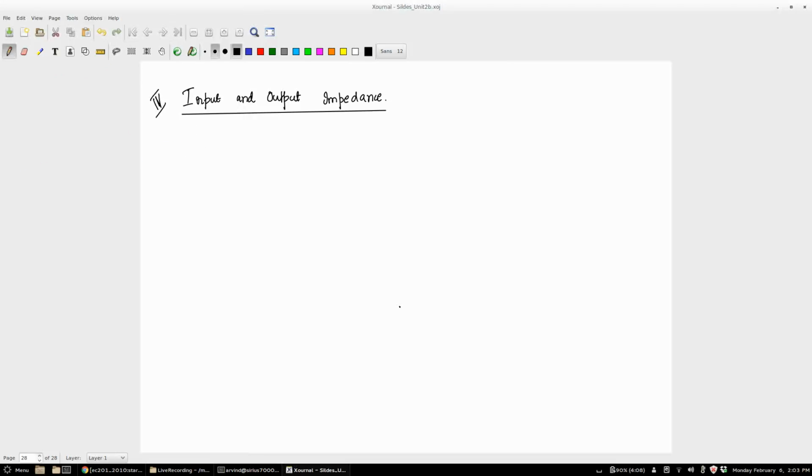So, welcome back. This is a continuation of what we were doing. We had to look at the input and output impedance of the common source amplifier. I am not going to solve this fully, but I will just give you an idea of what we should do, and it is fairly straightforward as to how you can find out.